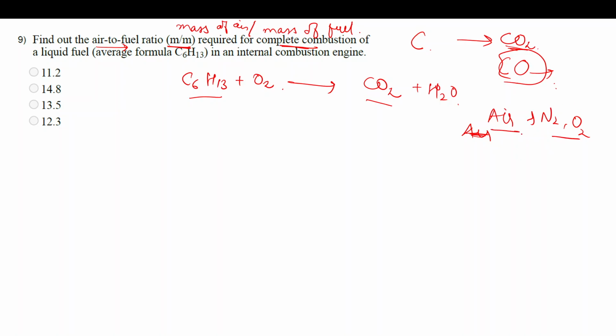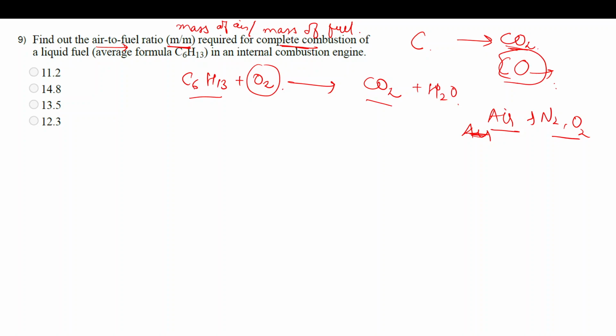So the air which will be required to completely combust this C6H13 to CO2, that ratio we need to find out. Firstly, we need to find out how much oxygen is required for complete combustion of this fuel. Based on that, we can later calculate how much air will be required, and then we can take the ratio of both, like how much air will be required for 1 kg of fuel for combustion.